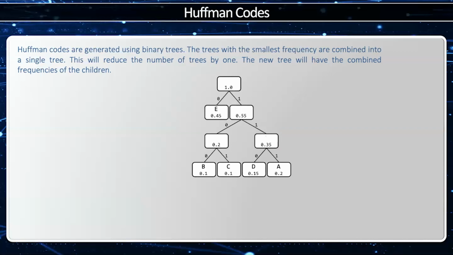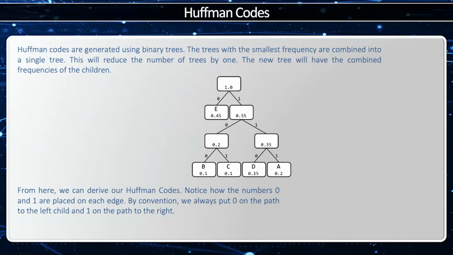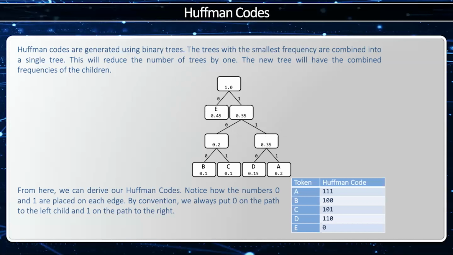Now we're going to assign a bit value to the left and the right child of each of these nodes. So between the root node and E is 0, between the root and the 0.55 frequency node is going to be the 1. Now, you can derive the Huffman codes by following the path from the root to each node. So A: to get to A, we go right, which is 1, right, which is 1, right, which is 1. So it's 1, 1, 1 for A.